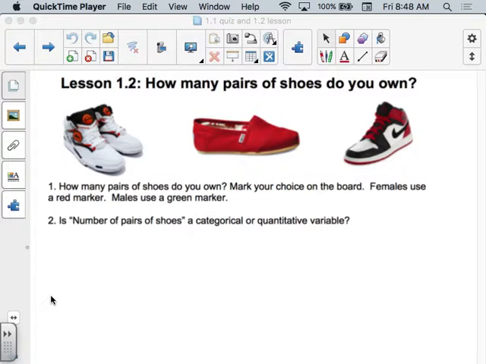Okay, so we gotta do this first. On this one, it's gonna be more of a lesson where we're just gonna walk through it together more than doing it on your own. A lot of it is just we'll just talk through it. Okay, how many pairs of shoes do we own? So we do need to make this.